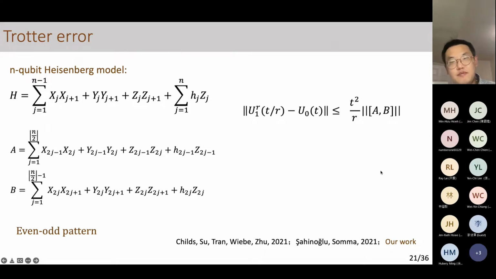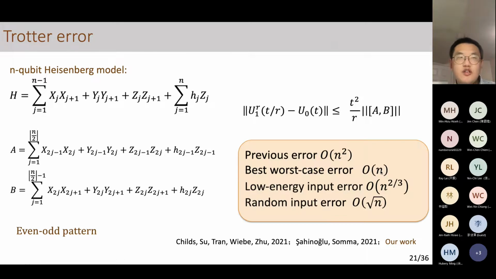Then we want to estimate the commutator of A and B. In most of the original analyses for this problem, people take each term into account. Then the norm of the commutator of A and B scales as n squared. But in the Childs et al. paper, they show that this can be tightened to linear in n, where n is the number of qubits. So it's already the best known result for this worst case error, and people can't improve it anymore. But we could change the problem. If we change the input state, not the worst case input but a low energy input, the scaling could be n to the power 2/3. In our case, we will show that if we only consider random inputs, then the result is square root of n. So we have a quadratic improvement with respect to the parameter n.